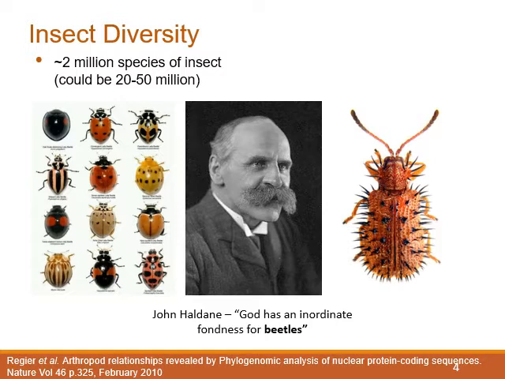The famous evolutionary biologist John Haldane was once asked what we might learn about God by studying the natural world, to which he replied that God has an inordinate fondness for beetles, just because there's so many of them in so many different shapes.